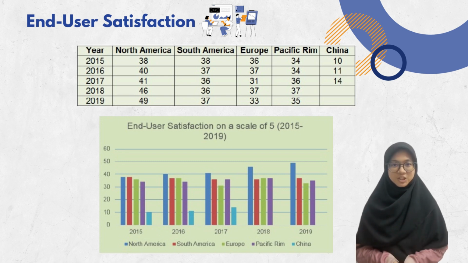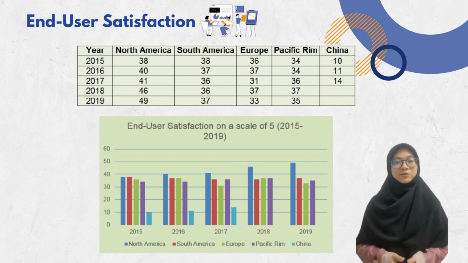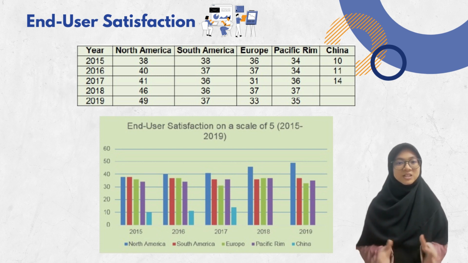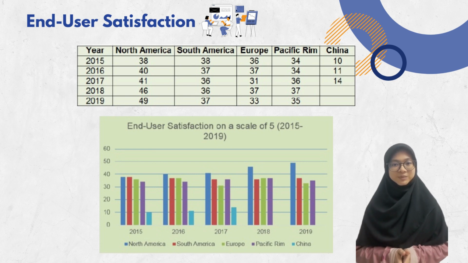Then, based on the chart, I would like to make a comparison on a scale of 5 for the year 2019 for North America, South America, Pacific Rim, Europe, and China. We can see that on a scale of 5 in the year 2019, North America is the highest and is almost half of the sample size, which is 100 users. We can conclude that the end users in North America were satisfied with the performance of the loan equipment.